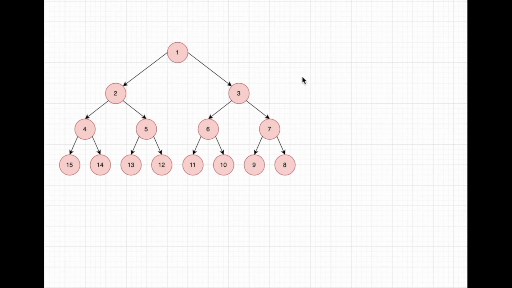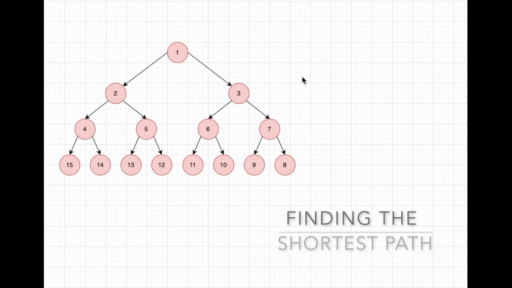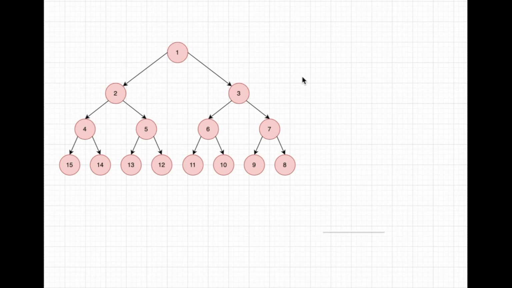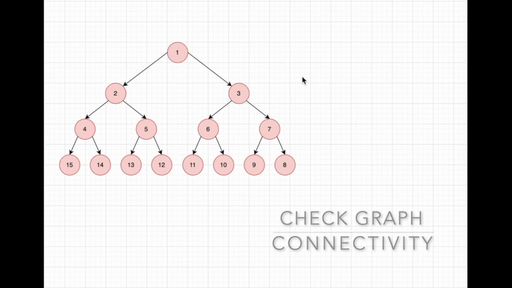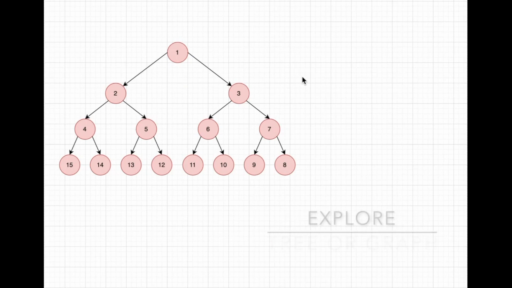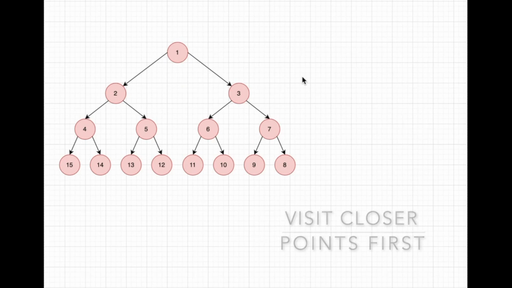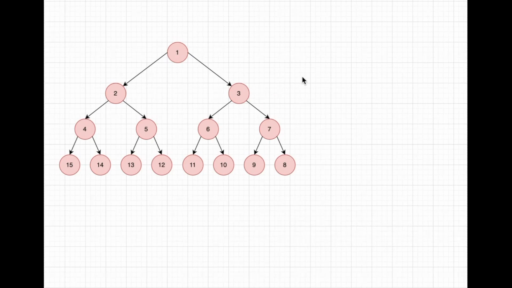And that is how breadth first traversal is done. BFS is helpful for tasks like finding the shortest path between 2 points, checking if a graph is connected, or exploring a tree or graph systematically. It ensures that we visit all the closest points first before moving on to the more distant points.